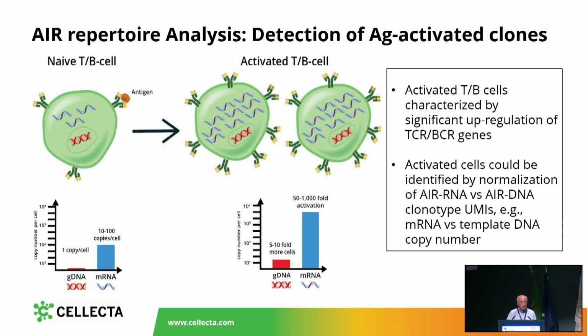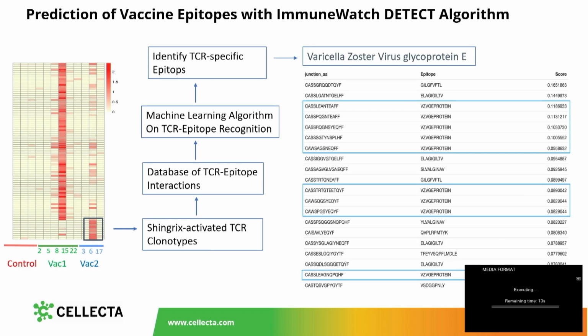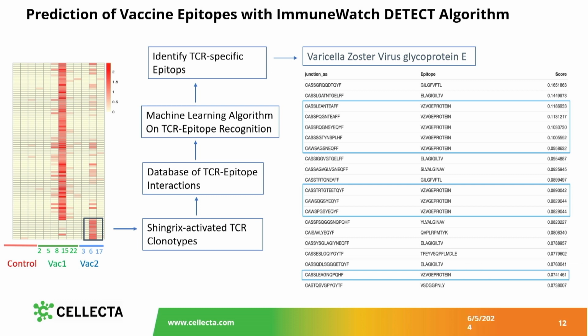It probably doesn't work in all cases, but at least in many cases, this simple strategy is really rather useful in order to identify activated clonotypes. We also even tried to use the ImmuneWatch DETECT algorithm, which you heard presented yesterday, and actually we were successful to identify epitopes recognized by vaccination with the Shingrix vaccine. And in this case, you see we identified very clearly that glycoprotein E from zoster virus is one of the main targets for this vaccine, based on the sequences of T-cell receptors.